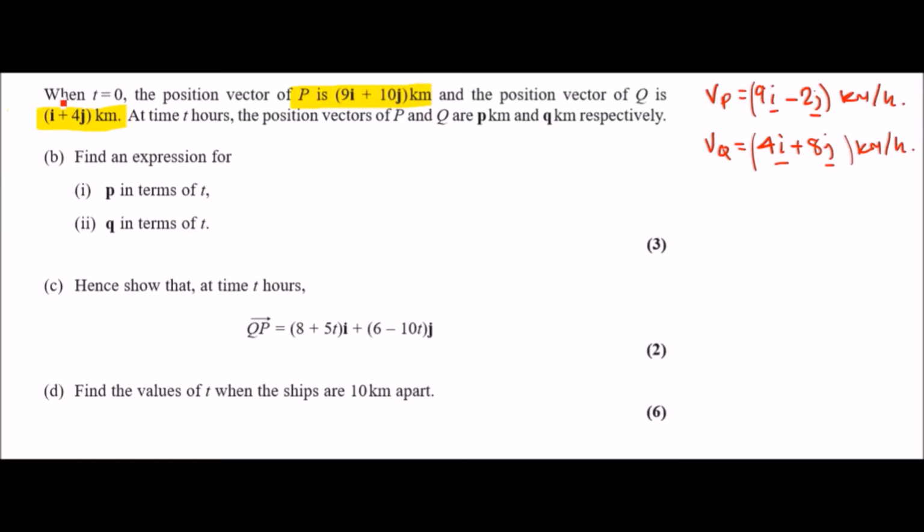According to this, when the time is 0, the position vector of P is given to be 9i plus 10j. So this is the initial position vector, right? Because we're at time 0. And as for Q, it is i plus 4j. Now, at time t hours, the position vectors of P and Q are p and q respectively. So let's find expressions for both.